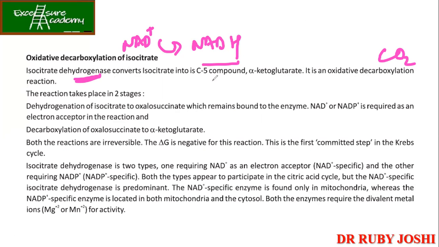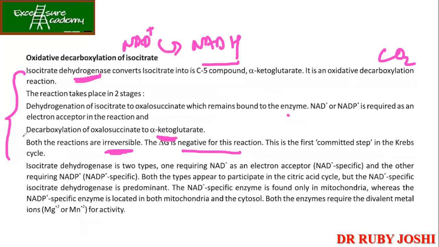Always remember, this reaction takes place in 2 stages. First, dehydrogenation of isocitrate to oxalosuccinate, which remains bound to the enzyme. NAD plus or NADP plus is required as an electron acceptor in the reaction. Then, decarboxylation of oxalosuccinate to alpha-ketoglutarate. Both these reactions are irreversible and the delta G is negative for this reaction. Clear? Are you able to follow, Smriti?